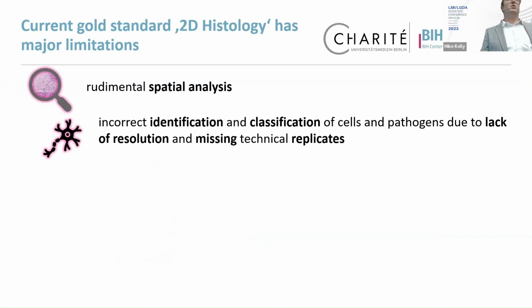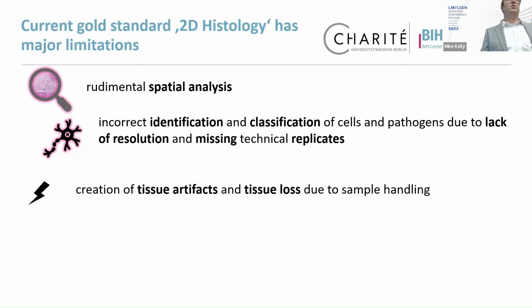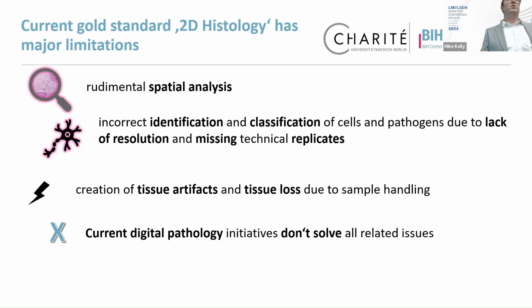And in addition to this, by doing 2D histology, we have the problem that we have no technical replicates, and a lack of resolution in the Z direction. And we always create tissue artifacts and tissue loss due to the physical sectioning. And even if we use digital pathology approaches, we do not overcome these limitations, because they may count cells, they segment cells, but they do not solve the issue of the missing spatial information.